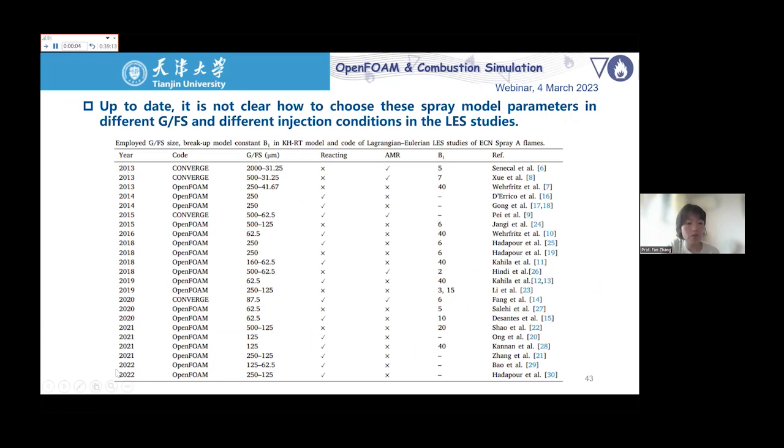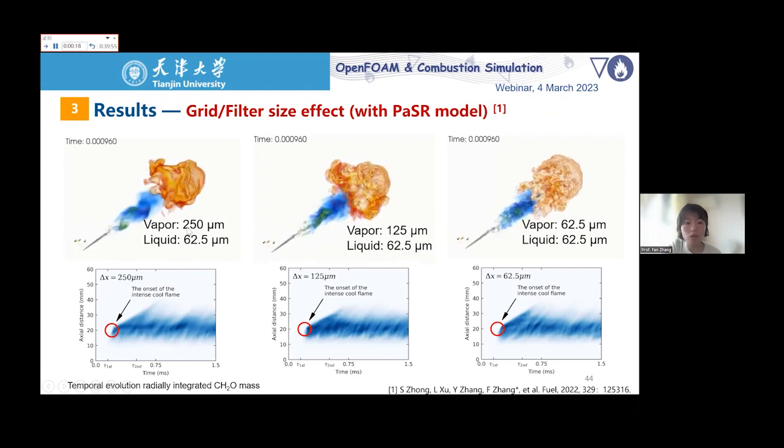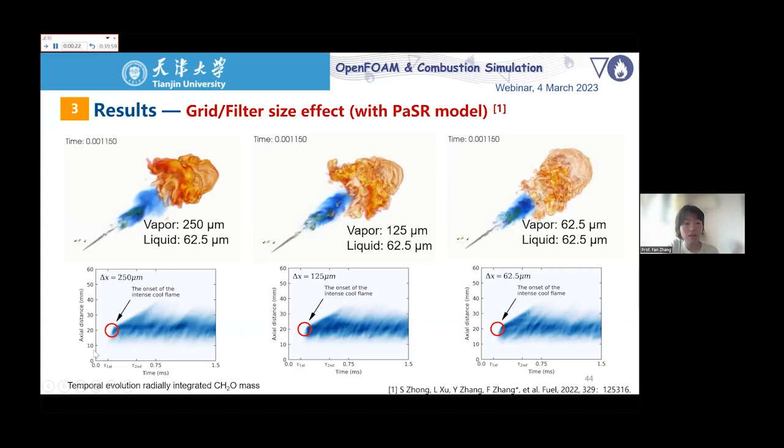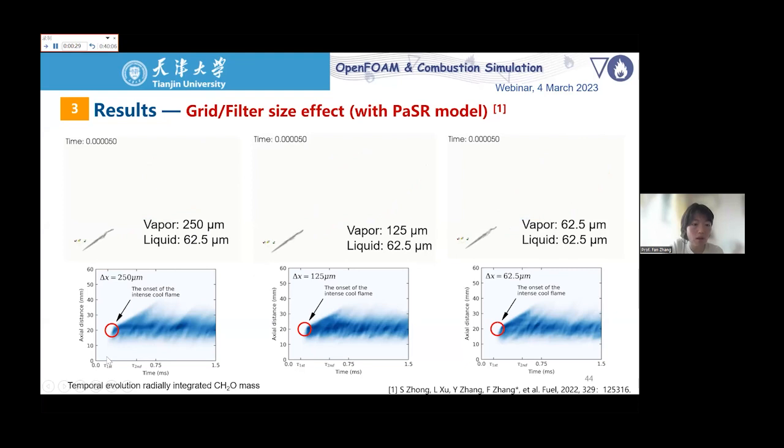After the literature review of the past 10 years, we found the trial and error method is always used to find the best grid size and spray models. That means it's not clear how to choose these model parameters and grid sizes. So we want to test them. For example, we use a liquid grid size of 62.5 micrometers and three different vapor sizes, from 62.5 to 250 micrometers. Let's look at the temporal evolution of the radially integrated formaldehyde mass along the time.